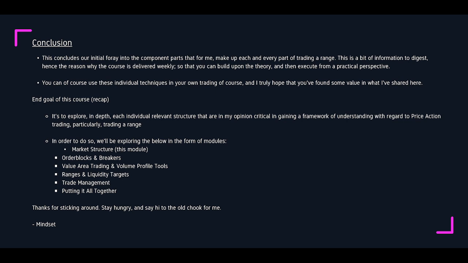And the following suite of modules are coming up. We've got market structure, which we've just done. We have order blocks and breakers, and we'll sneak Fibonacci in there as well. And we also have value area trading and volume profile tools, ranges and liquidity targets, trade management, and then we explore putting it all together.